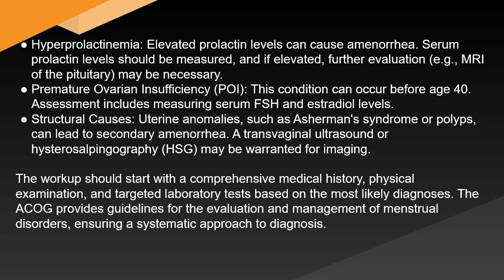Premature ovarian insufficiency (POI). This condition can occur before age 40. Assessment includes measuring serum FSH and estradiol levels. Structural causes. Uterine anomalies such as Asherman syndrome or polyps can lead to secondary amenorrhea. A transvaginal ultrasound or hysterosalpingography (HSG) may be warranted for imaging.